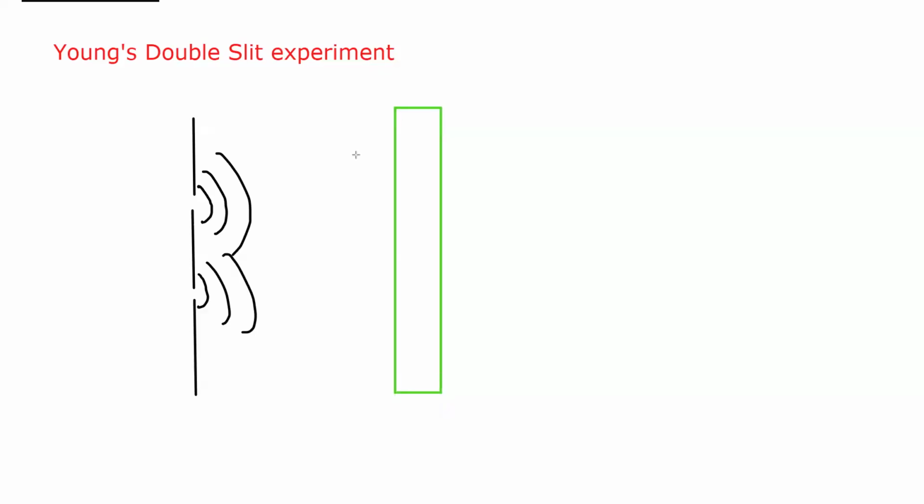So what happened? When the light passes through the first slit, it spreads. When the light passes through the second slit, it also spreads, like diffraction. And he placed the screen and observed the interference pattern. What he observed was the maximas and the minimas. Like this is representing the minimas.